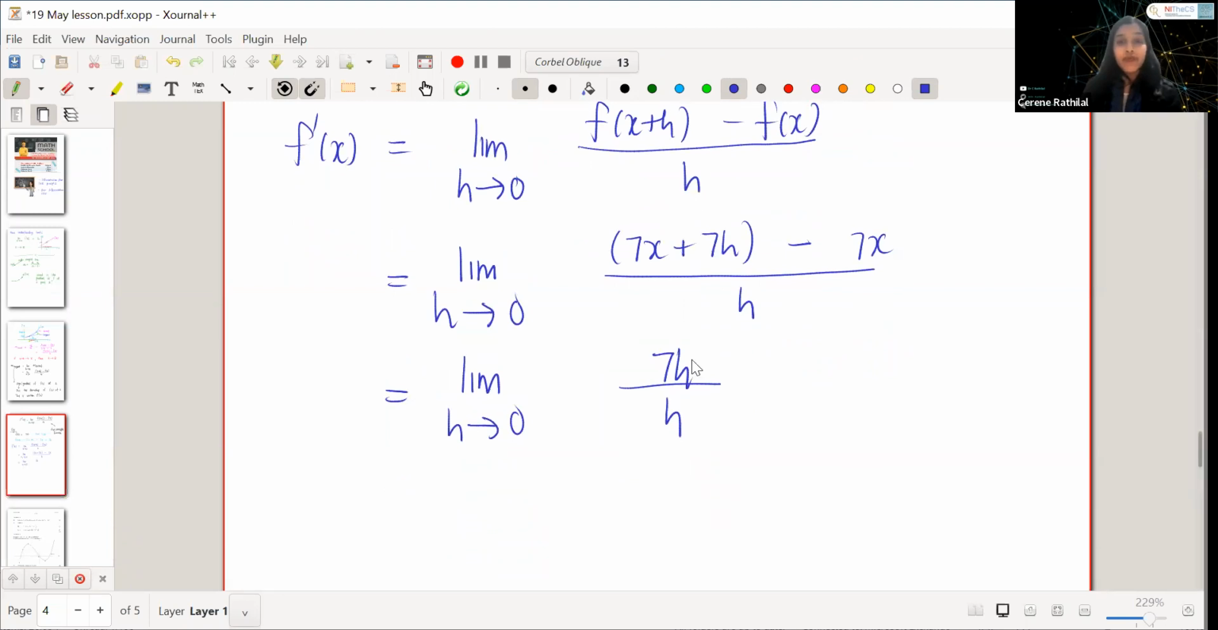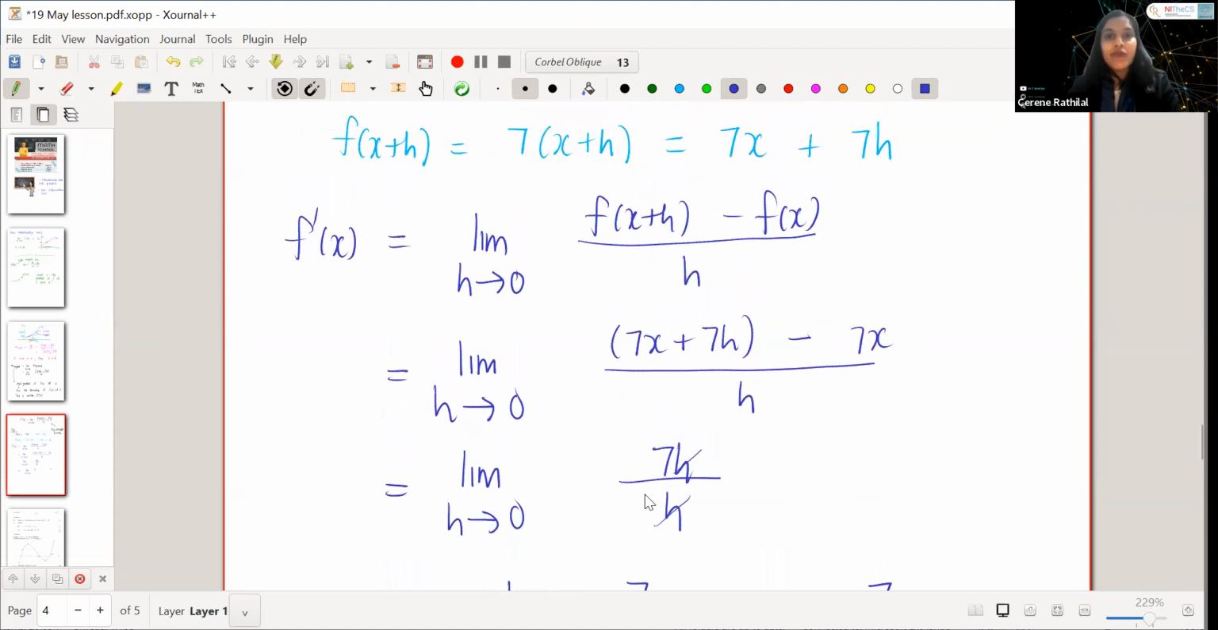And now I see that here I have the cancellations of the h, so this becomes the limit as h approaches 0 of 7. 7 is a constant, so as h tends towards 0, as this h becomes closer and closer to 0, it's not affecting the constant value of 7. And for that reason, whenever you have the limit of the constant, we know that the answer should be that constant itself. So the final answer in here is 7.